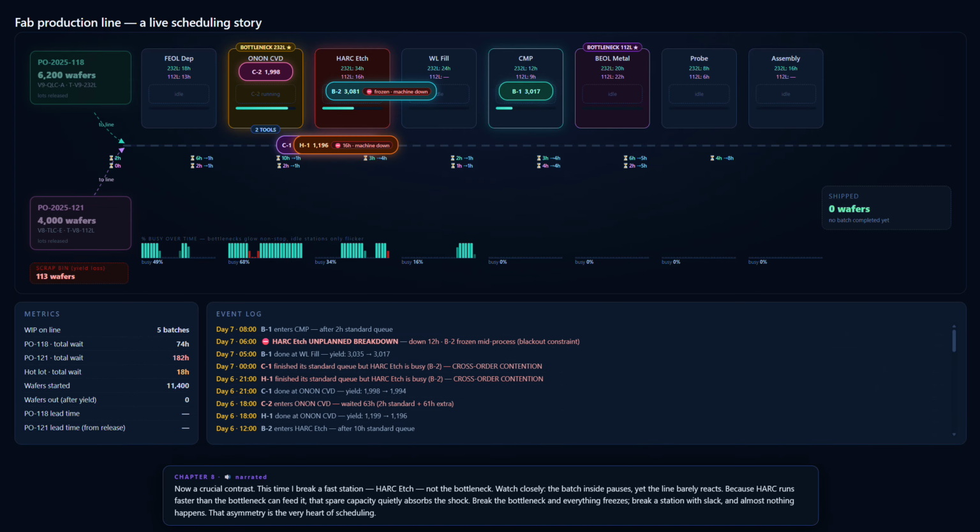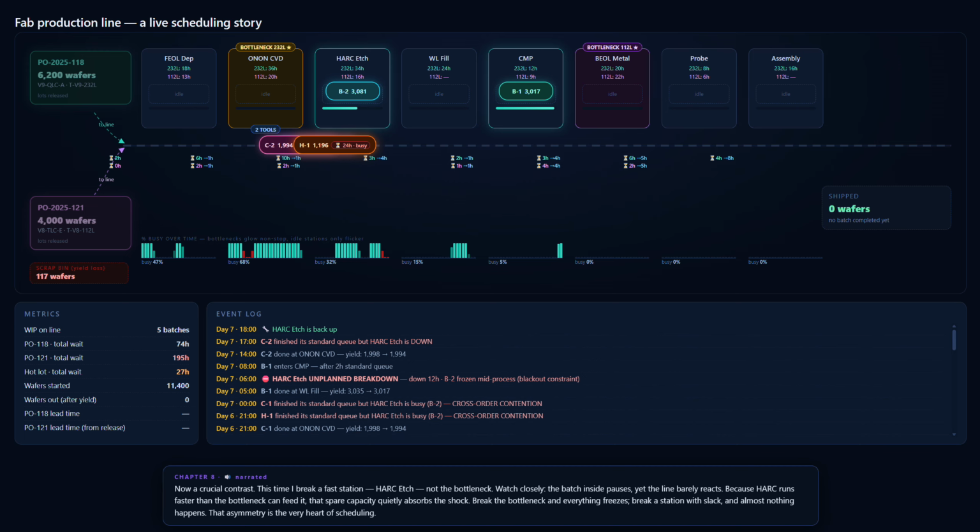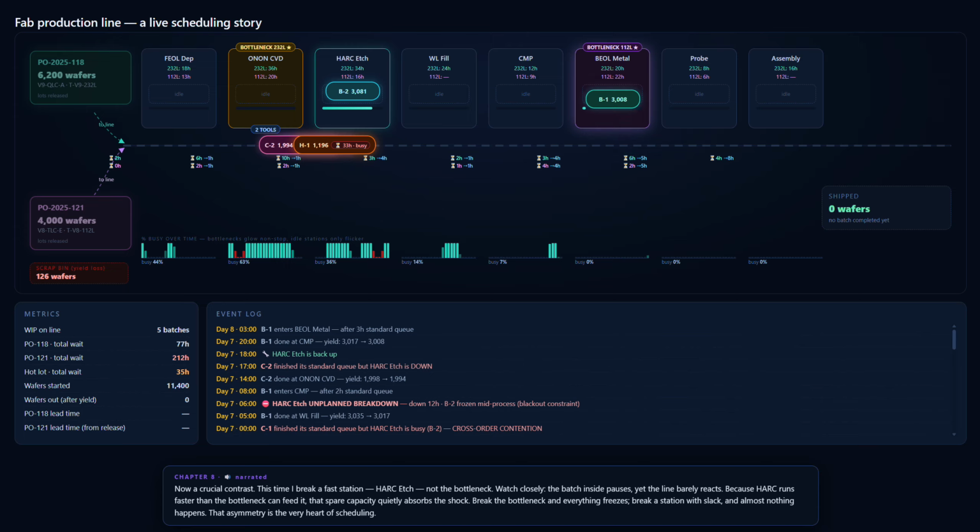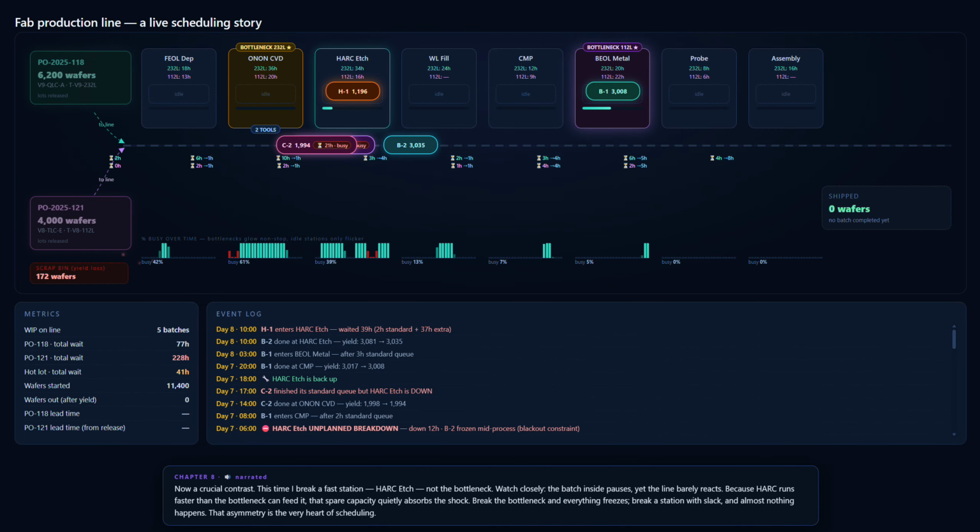Now a crucial contrast. This time I break a fast station. HERC etch, not the bottleneck. Watch closely. The batch inside pauses, yet the line barely reacts. Because HERC runs faster than the bottleneck can feed it, that spare capacity quietly absorbs the shock.